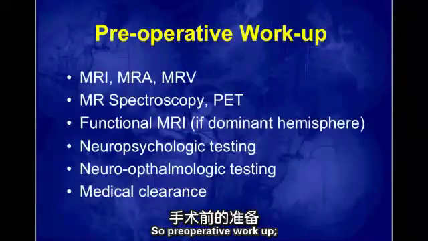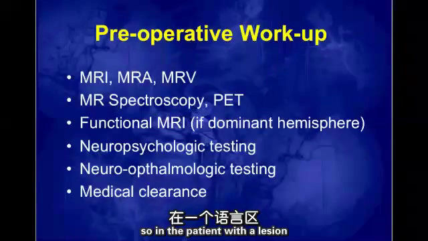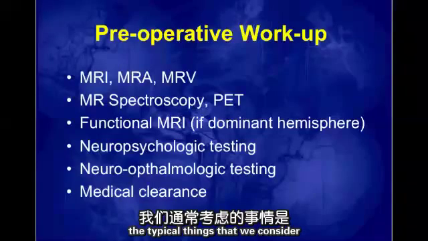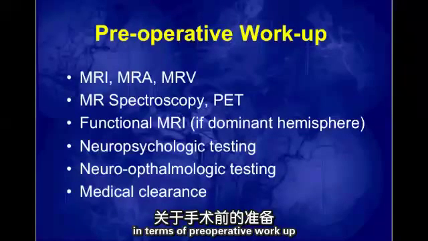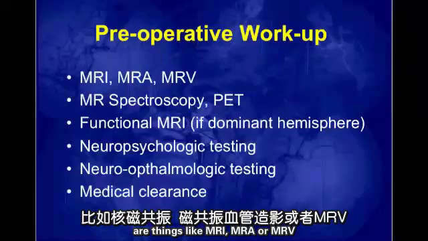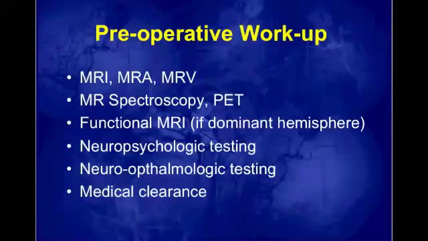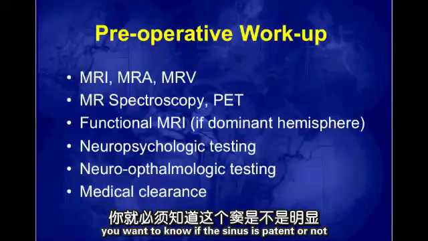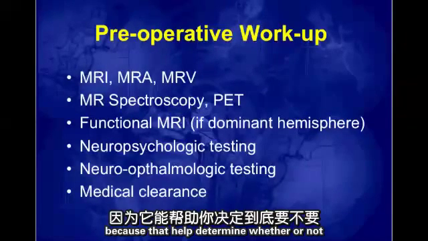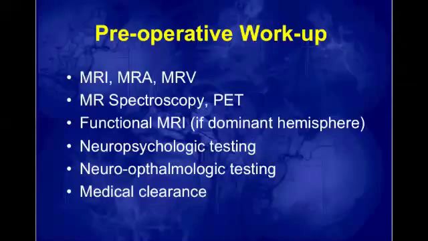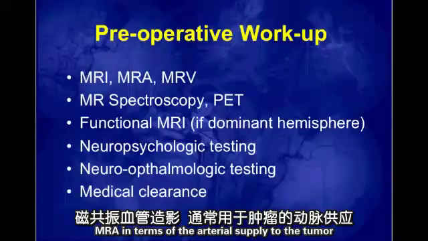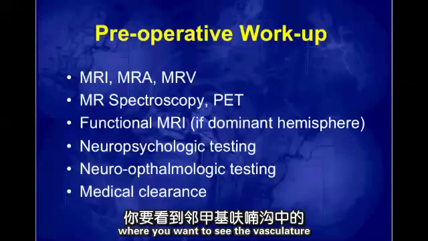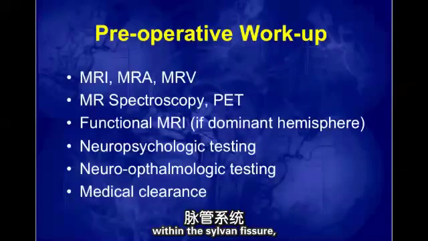So, preoperative workup. In a patient with a lesion in an eloquent area, the typical things that we consider in terms of preoperative workup are MRI, MRA or MRV if vascular areas are involved, for instance, the sagittal sinus. If a tumor invades into the sagittal sinus, you want to know if the sinus is patent or not, because that helps determine whether or not you can take the sinus during surgery. MRA in terms of the arterial supply to the tumor, or for insular gliomas, where you want to see the vasculature within the sylvian fissure.